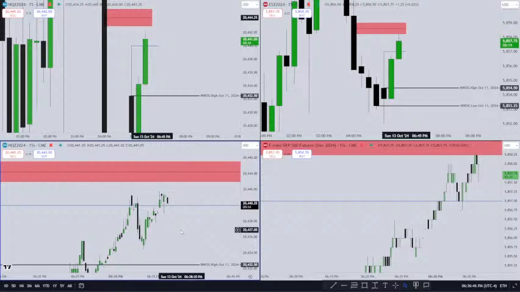This one's going to be really short. I just wanted to focus on NASDAQ and S&P, not so much the dollar, but that will be incorporated into my analysis.